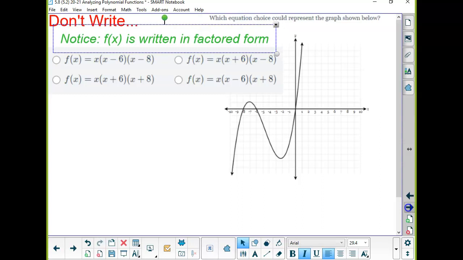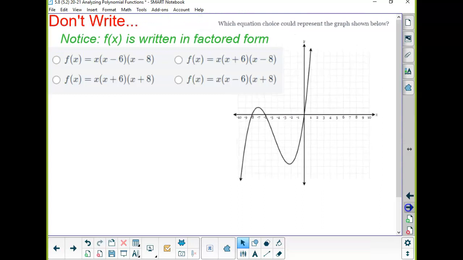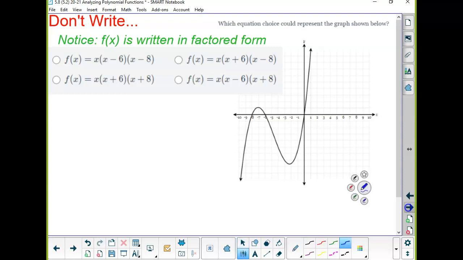Okay. All right, now here's the part, and this didn't appear as great as I wanted it to, but don't write these because I think it's better for you to look at the patterns. The question up here says, which equation choice could represent the graph below? Notice one thing, though, that the function is written in factored form. So one hint right away is this graph odd or even? Odd, right? So we know that this is an odd graph.